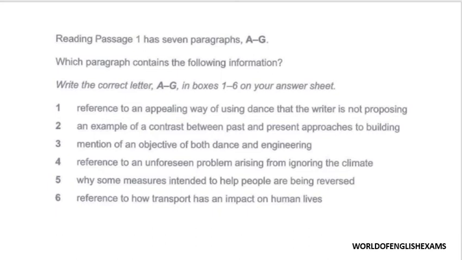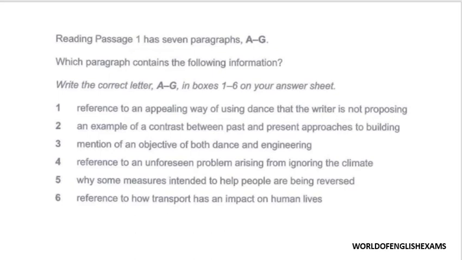So in the first question, we have to find a way, a form, a method of using dance, and the writer is not proposing that method. Second, we need to find a contrast between past and present approaches. In the third thing, we need to find an aim of both dance and engineering. The fourth, we have to talk about a problem that arises if the climate is ignored. Fifth one, some measures are being taken to help people, but they're backfiring. The sixth one, the impact that transport has on human lives. See how easy it is. We know what we are looking for. With that in mind, let's start reading the paragraphs one by one, and let's find the answer.